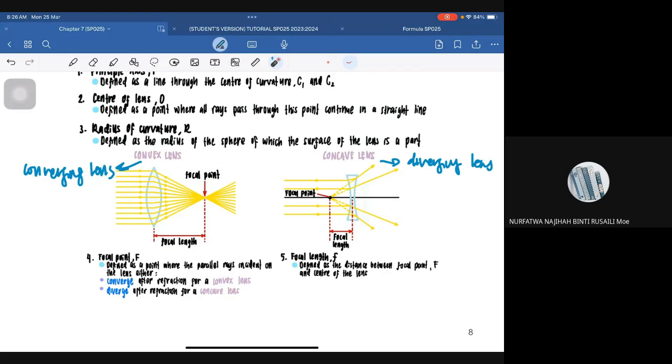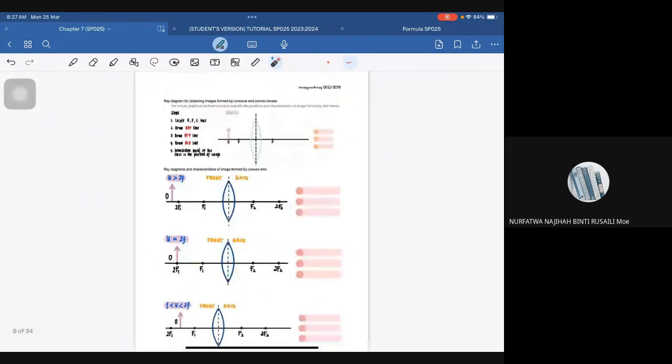Okay, so make sure kamu tahu lah convex lens tu converging, concave tu adalah diverging. Okay, untuk both mirror and lens lah. Dua-dua kamu kena hafal lah. Okay. So this one is a ray diagram, sama juga macam kita punya mirror. You have to know how to draw the ray diagrams lah.